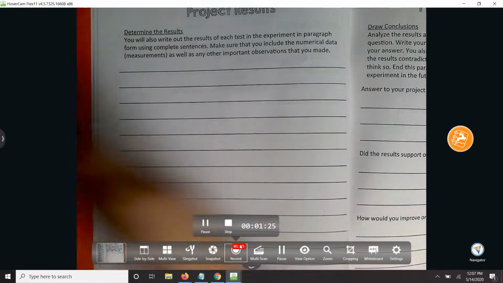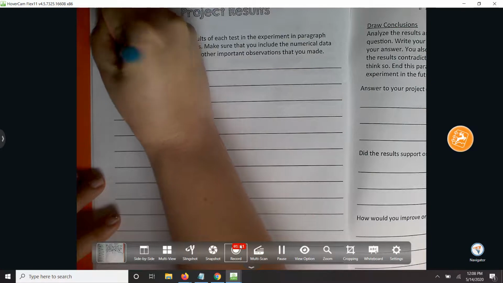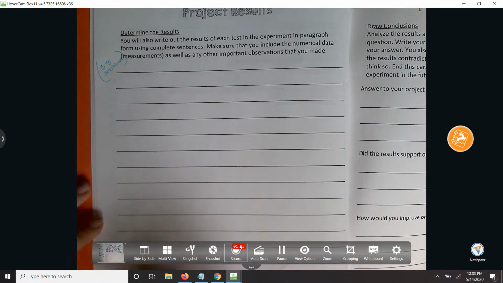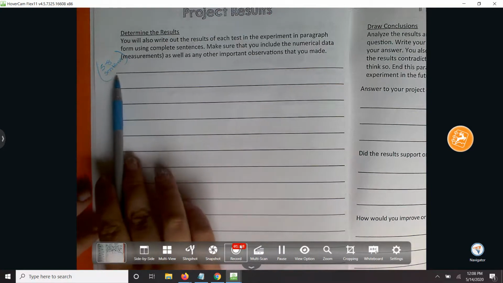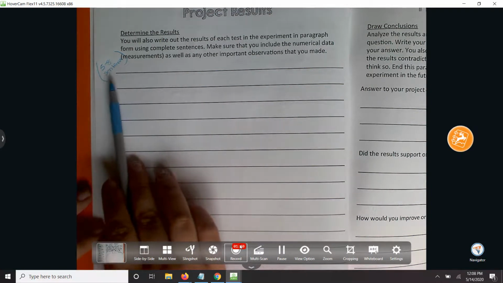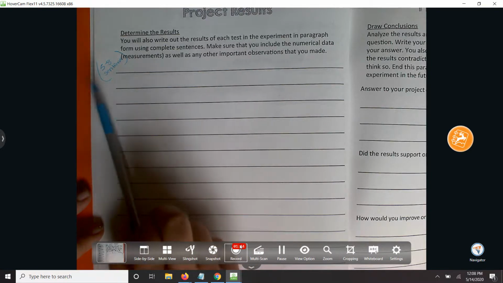Alright? This paragraph is like any other 5th grade one, 5 to 8 sentences. Okay? About what happened. If you did multiple experiments, you did it 3 times, it's still 1 paragraph. So you're not writing one for each time. Okay? For some of you, that's a really exciting thing. For some of you, it's going to be really hard to try to say everything you want to say in only 5 to 8 sentences.